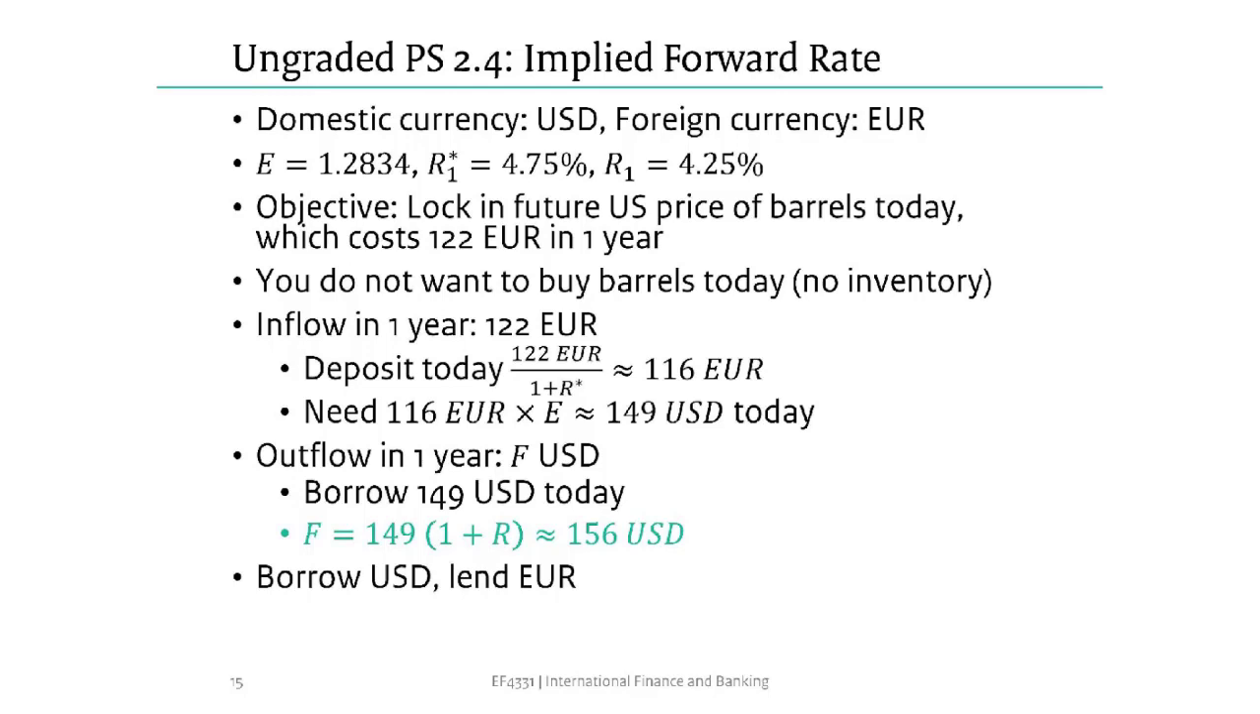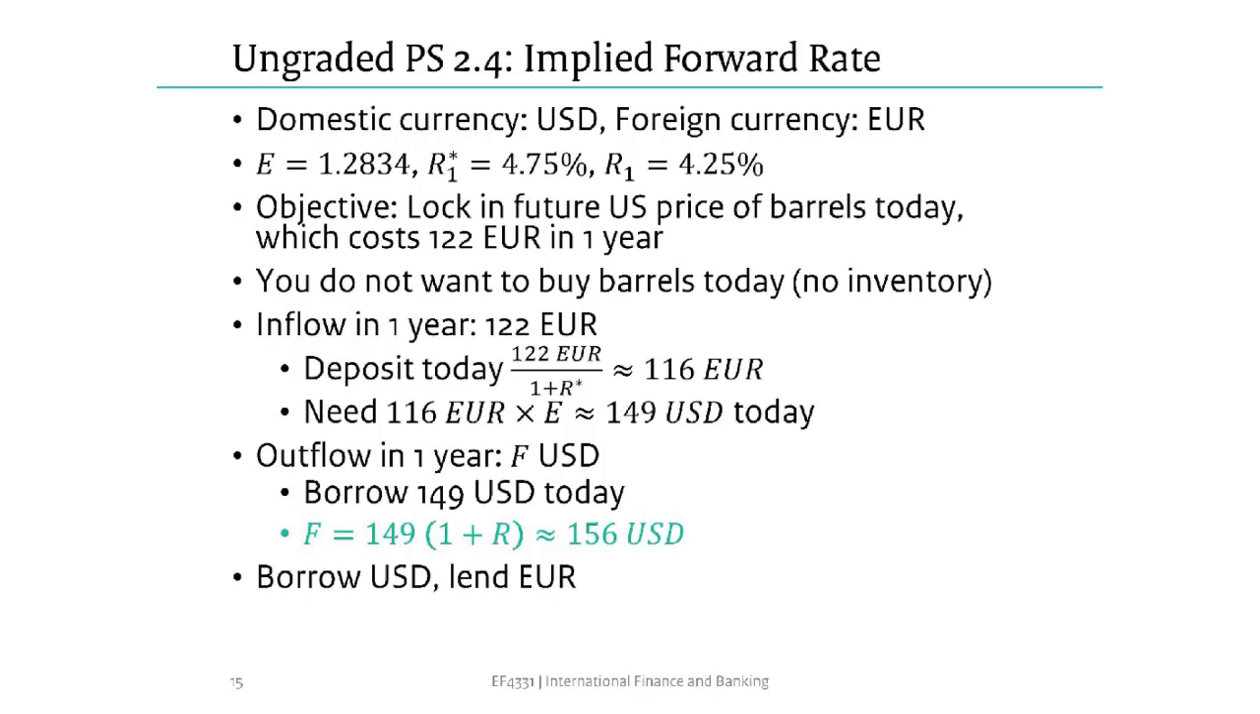But this is in euros, so we want to convert that into domestic dollars. Let's convert 116 multiplied by E. Remember, E is the price of euros in terms of US dollars, so multiplying gives us the quantity of the quote currency, and that's 149 US dollars today. So this is one of the steps. We need this much money today, 149.